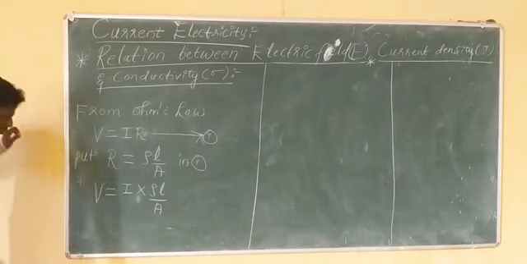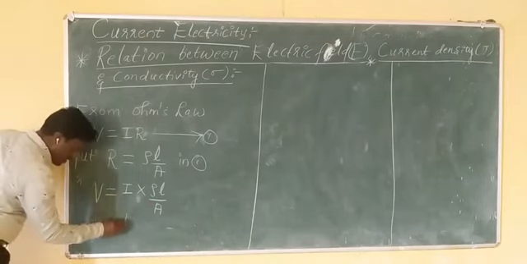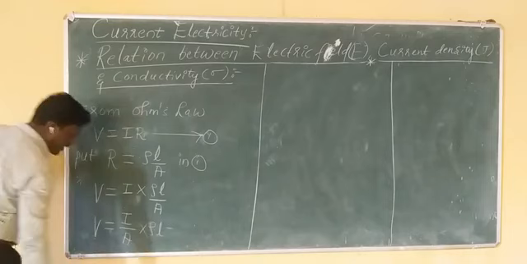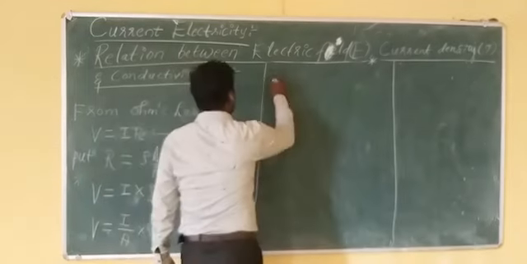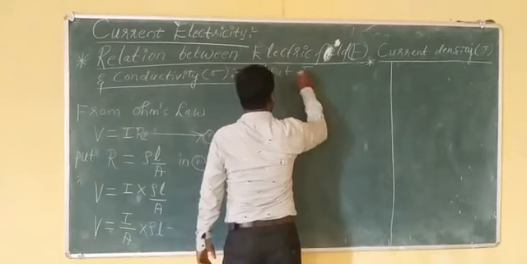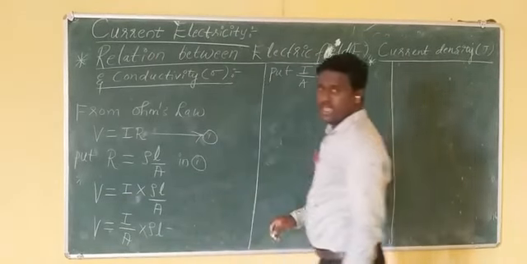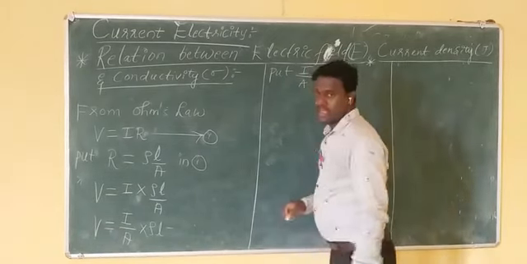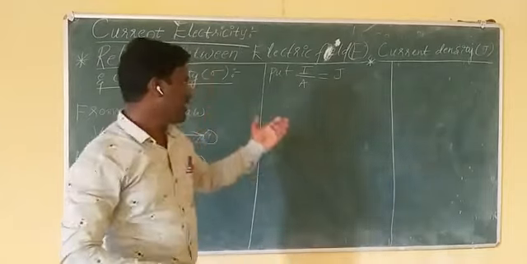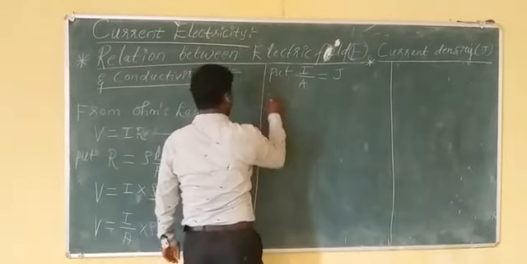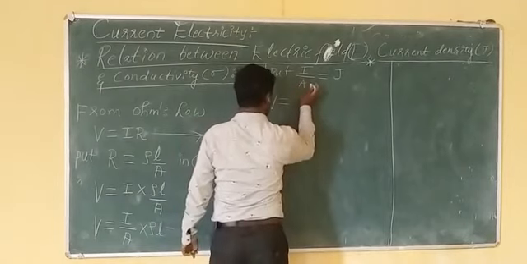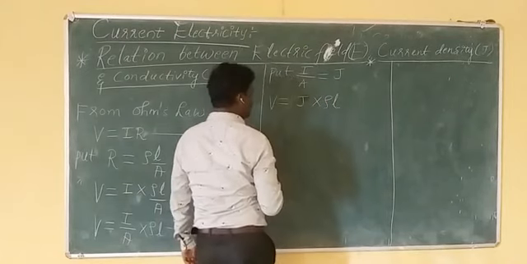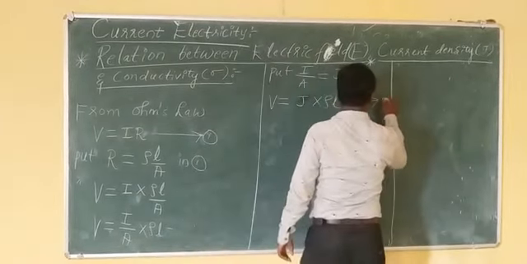So V equals to I by A into rho L. Put I by A. Yes, anybody? Now only you learned. I by A is, yes, absolutely correct, I by A is J. I by A is the current density. So I by A equals to J. So V equals to J into rho L. Equation number 2.